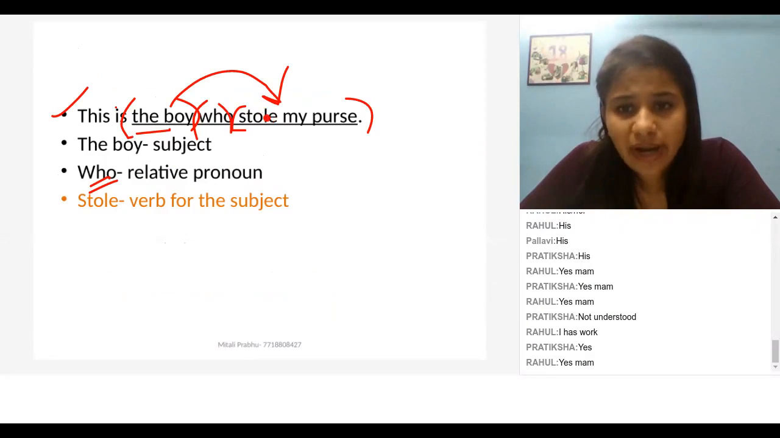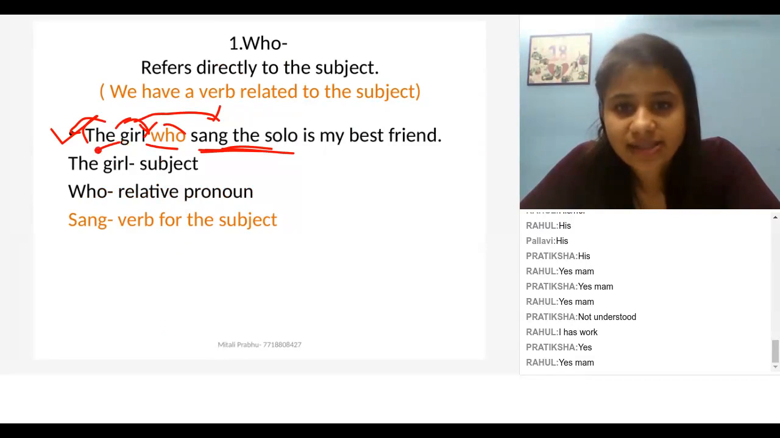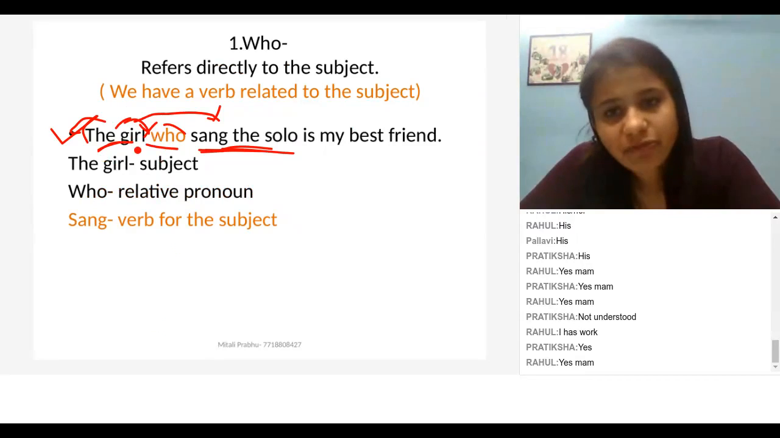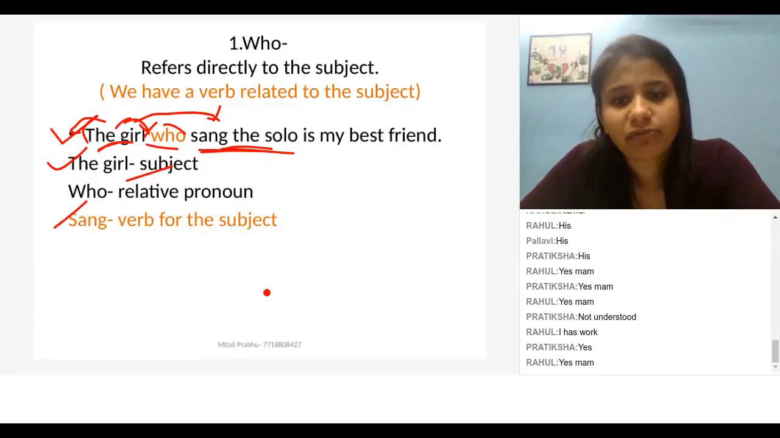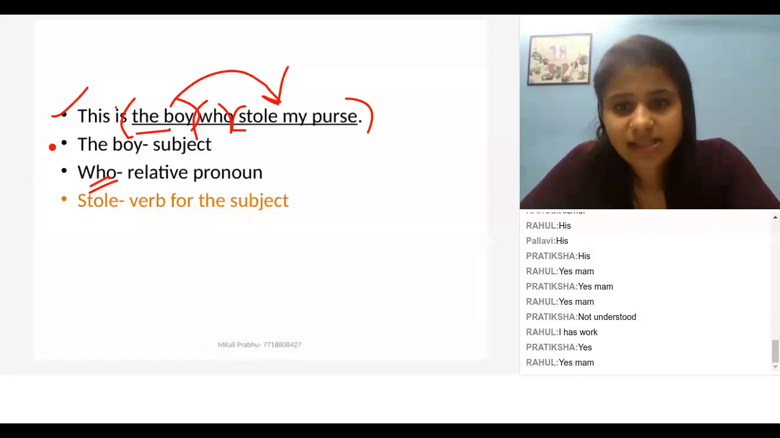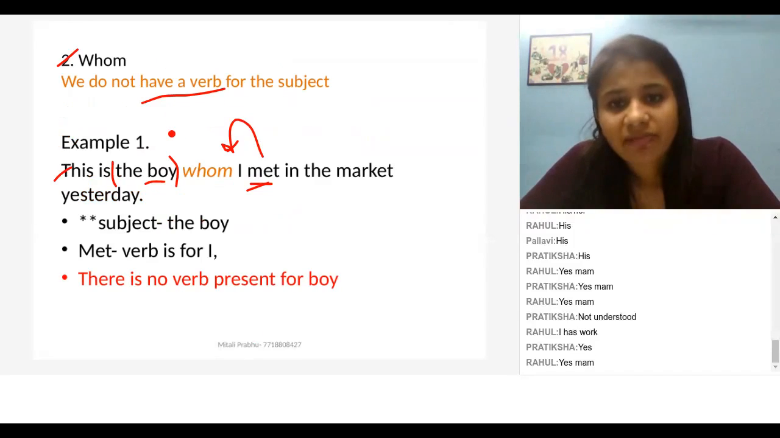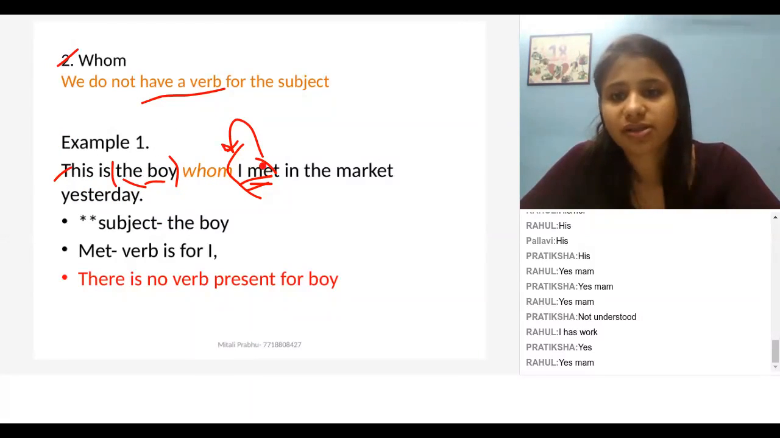In the earlier case, the boy had a verb. The boy had performed the action of stealing the purse. In the other case, our subject, the girl, had performed an action of singing the solo. So there was a verb. I've written here: the girl is the subject and sang is the verb for the subject. Again, in "the boy who stole the purse," the boy is the subject and stole is the verb for the subject. But when we use whom, there is no verb for the subject: "This is the boy whom I met in the market." Met is again a verb, but it is not for the subject.